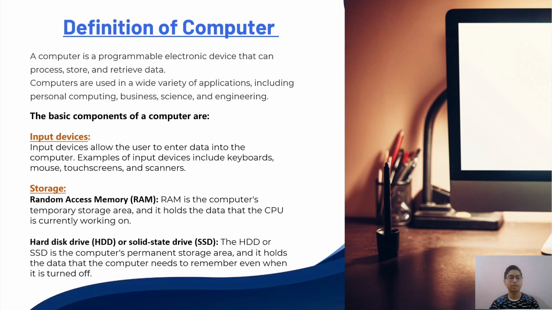Mostly random access memory or RAM is volatile in nature. It means that the data is stored as long as the computer is turned on or has power. On the other hand, hard disk drive is non-volatile, meaning it can retain the data even after the power is lost.